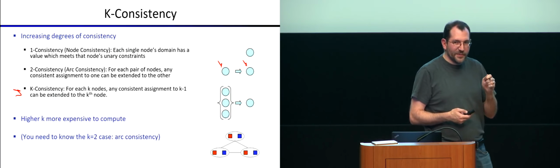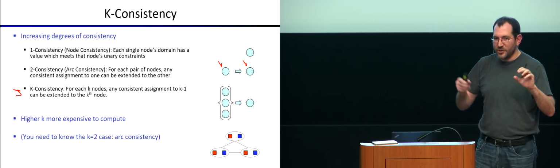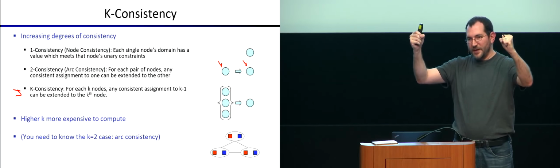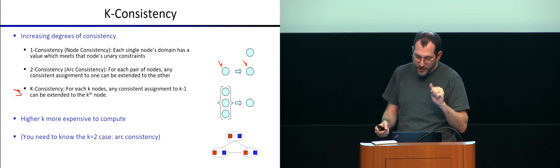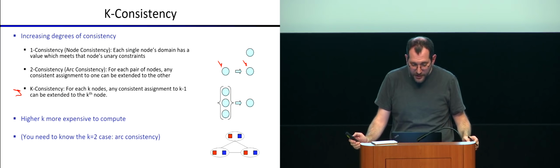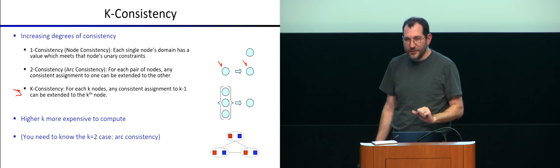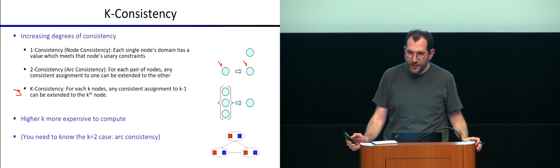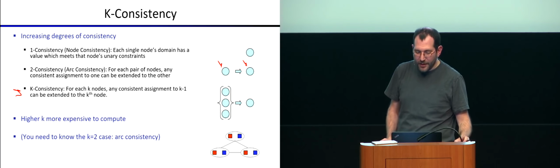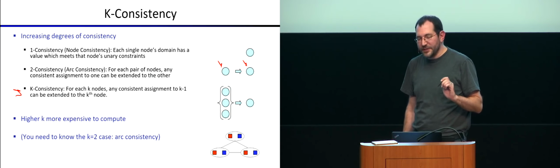As K goes up, this gets more and more expensive because you start talking about looking at not just pairs of domains, triples, quads, arbitrary numbers of domains. This gets exponential in K very fast. So higher K are more expensive. In this class, you only really need to know about K equals 2, which is arc consistency. But the general idea of the higher orders is important.